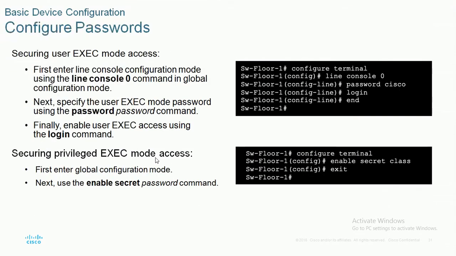Securing your user exec mode. How to secure? Because I want to access the switch through console, or through that mode or this mode. How to secure? First enter the line console 0 configuration mode command, then apply the password command like configuration terminal.